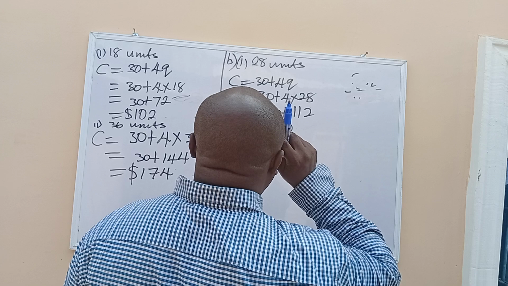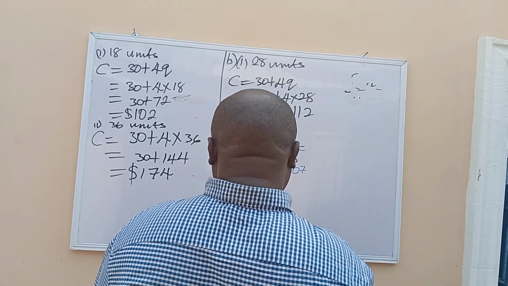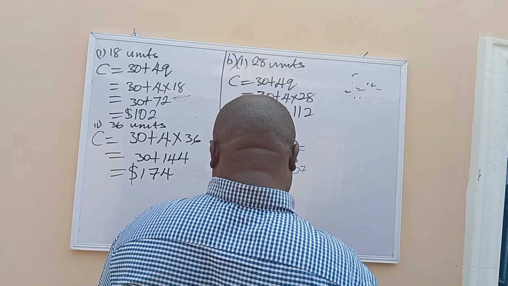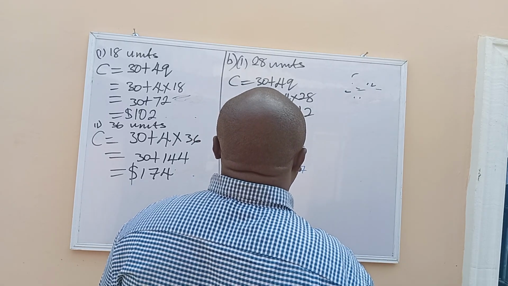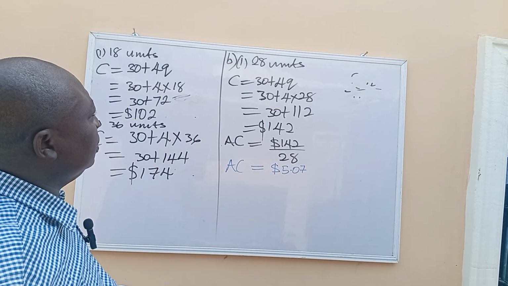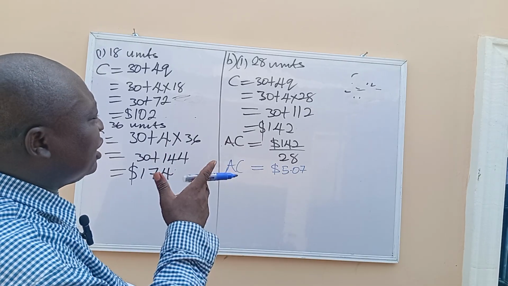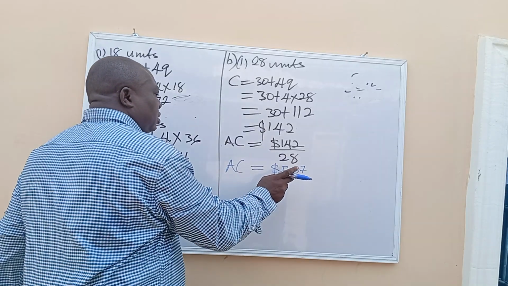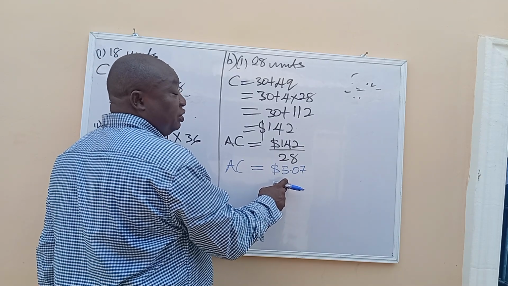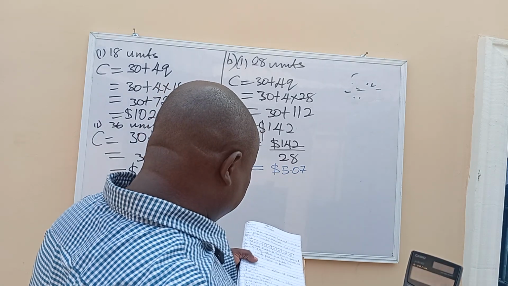Now I want to confirm something. I want to check this place. 4 times 28, 112, plus 30, 142. Okay, so to produce a unit of this particular product, it will cost the organization $5.07. Okay, so the next question, we are still on B.